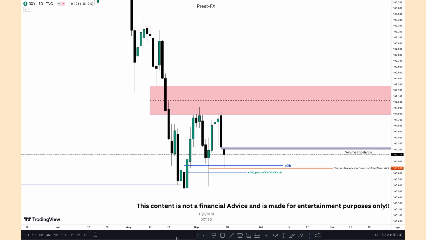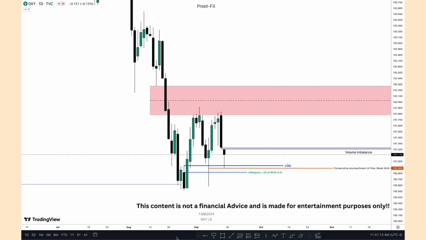Also notice that we have volume imbalance in the form of gap that needs to be balanced. Additionally, these highs are quite clean, which retail traders are likely to see as resistance. So considering all those influences, price is reacting from the weekly conservative encroachment to the upside. We have volume imbalance to the upside that needs to be balanced.